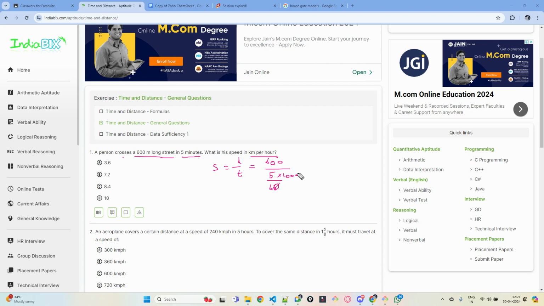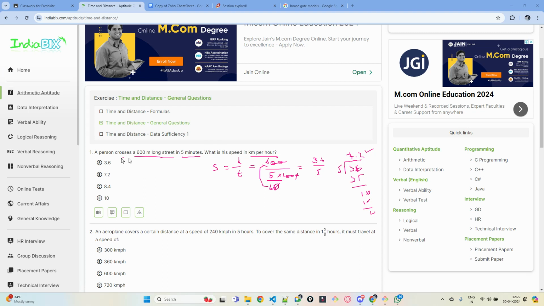So this one and this one will get cancelled. And then these two sixes will get cancelled. So the 6 will go up, and it will be 36 by 5. When you divide 36 by 5, 5 sevens are 35, remainder 1, 10 divided by 5 is 2. So 7.2 is the answer.